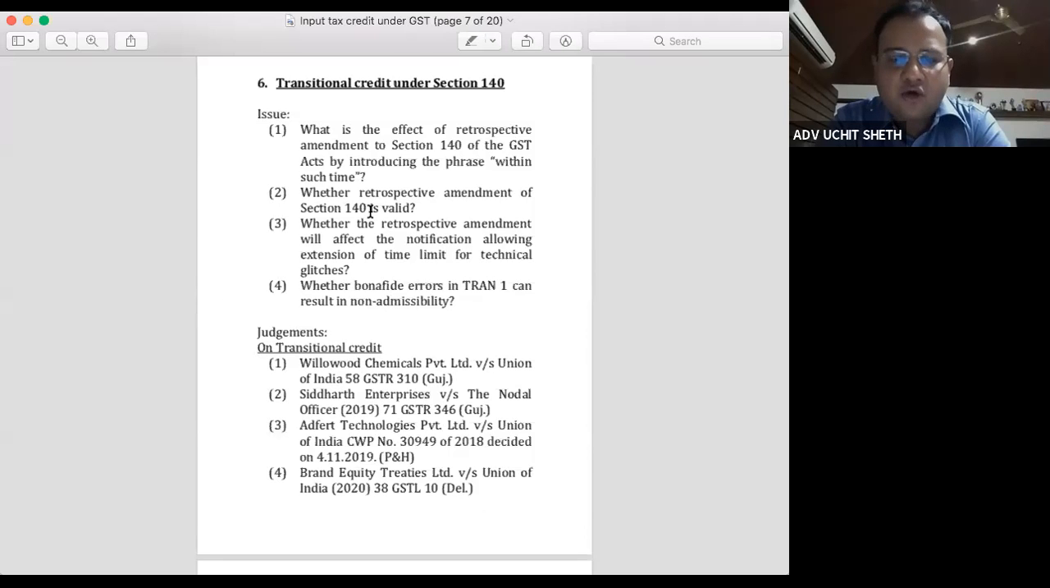Gujarat High Court initially, in the case of Willowwood Chemicals Private Limited versus Union of India, 58 GSTR 310, took a view that Rule 117 is enacted under the general rule-making power given to the government.